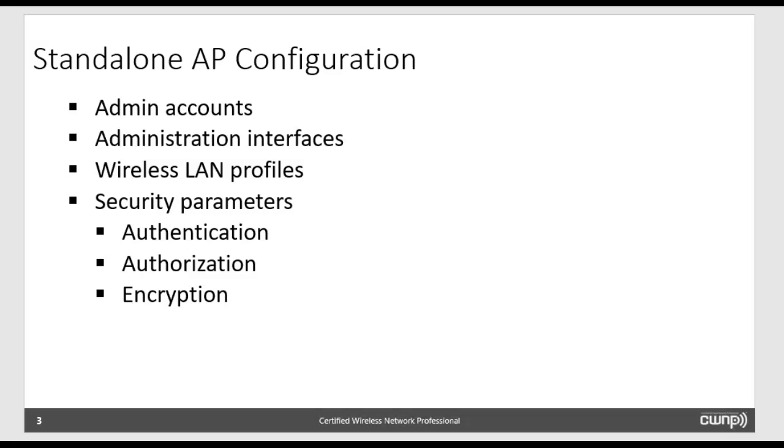But for the CWT exam, you're only required to understand the processes used to configure the standalone autonomous AP. You will not be tested on specific interface options by any vendor, but you should be aware of just basic configuration options that most operators or vendors provide. And these are some of the ones that you want to think about.